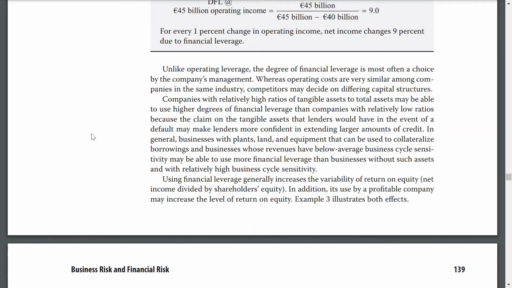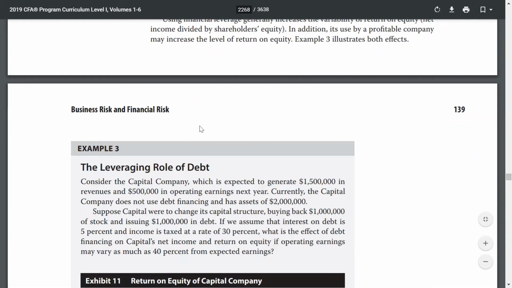In general, businesses with plants, land, and equipment that can be used to collateralize borrowing, and businesses whose revenues have below average business cycle sensitivity, may be able to use more financial leverage than businesses without such assets. And with relatively high business cycle sensitivity, using financial leverage generally increases the variability of returns on equity, or net income divided by shareholders' equity. In addition, its use by profitable companies may increase the level of returns on equity. Example 3 illustrates both effects.